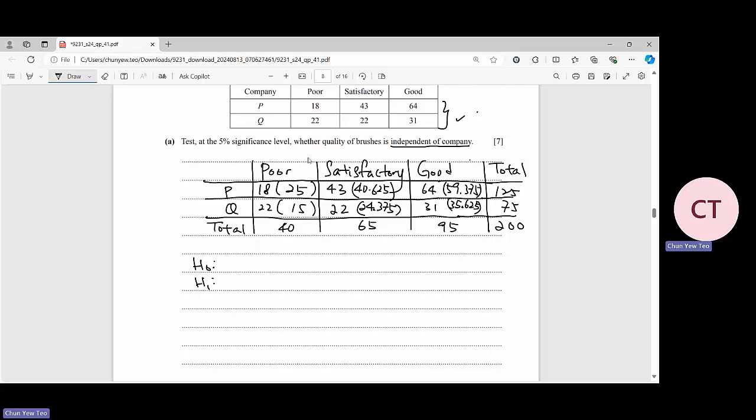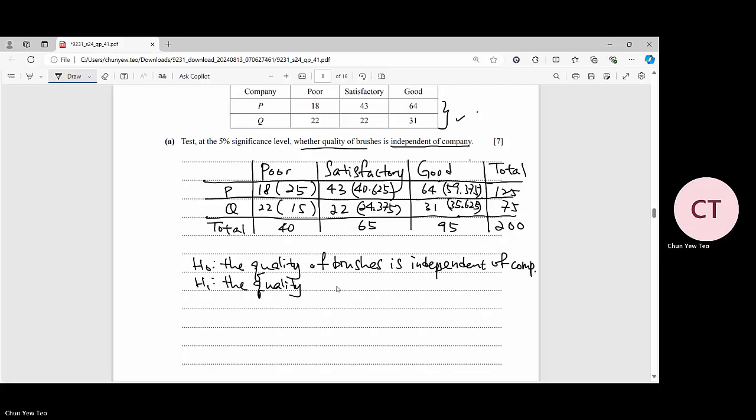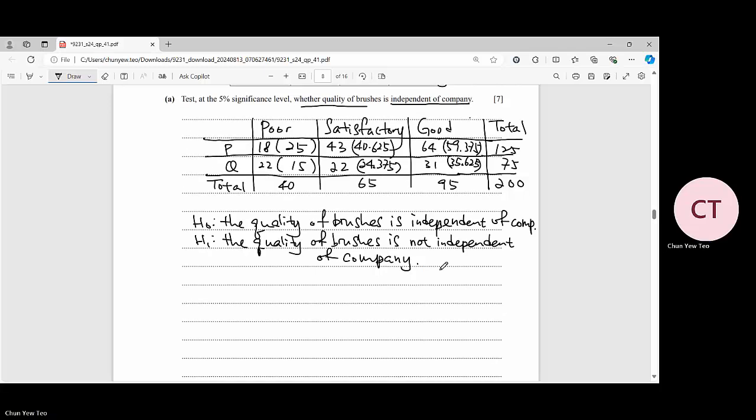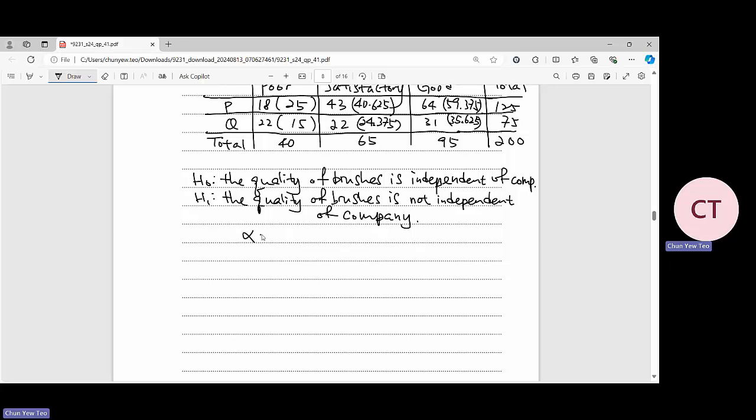So the null hypothesis, we just copy down the sentence here. The quality of brushes is independent of company. Then versus, the quality of brushes is not independent of company. Okay. So this is the hypothesis. Then your significance level is 5%.